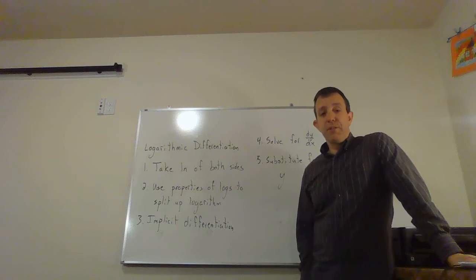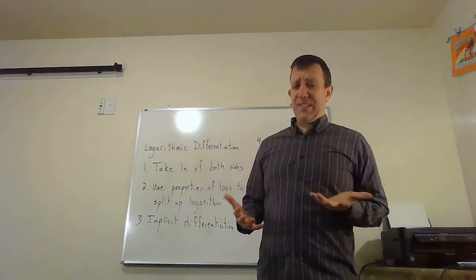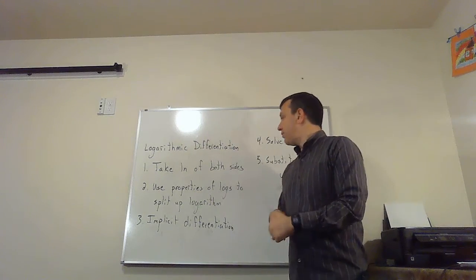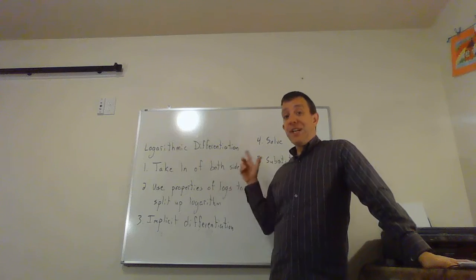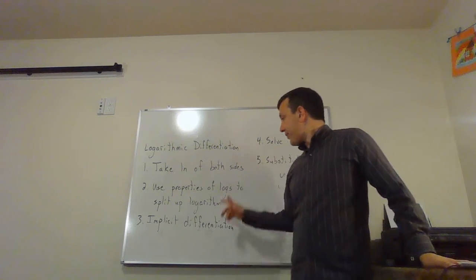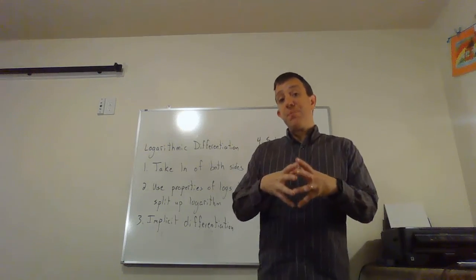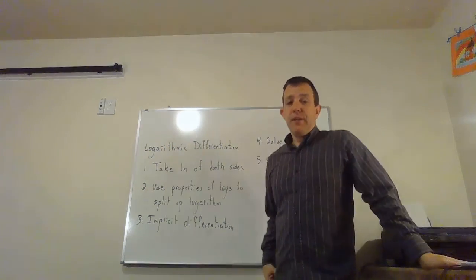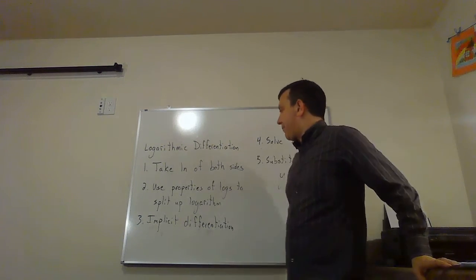First, take the natural log of both sides. Okay, so we're going to have y equal to something, and it's going to be a mess. So what we can do, and it's a little counterintuitive, we're going to make it easier by taking the log of both sides, the natural log of both sides. Step 2, we're going to use the properties of logarithms to split up the really massive mess that is probably on the right-hand side of the equation.